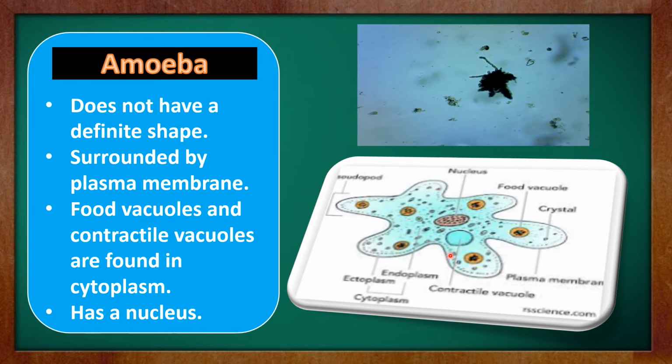Okay, so this is where we can find the food vacuoles. These are examples of the food vacuoles found in the cytoplasm, and also contractile vacuoles. You will know later what the function of this vacuole is. Next, it also has a nucleus, which controls activities.